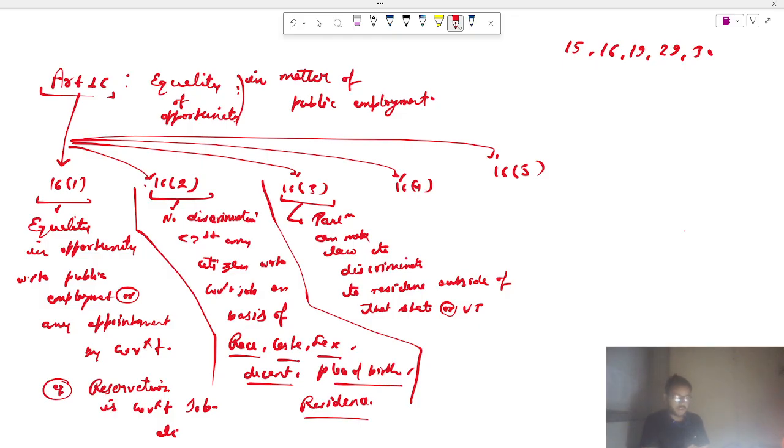Is that clear? So the state can do so because you are not a citizen, but remember one thing, it can be done only by parliament. Such an amendment cannot be done by the state legislature. Now let's read Article 16 Clause 4 once.